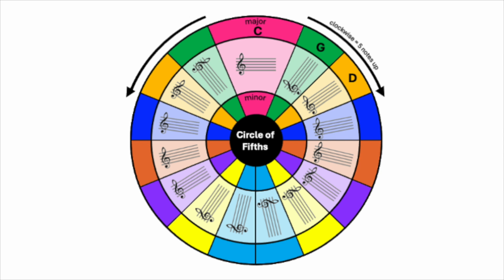Another 5 notes up will land us on A, which we will write in the dark blue block, before writing an E in the orange block, a B in the purple block, an F sharp in the yellow block, and a C sharp in the light blue block.